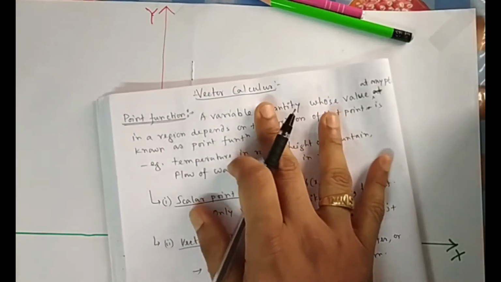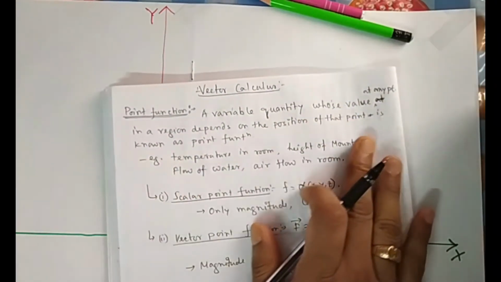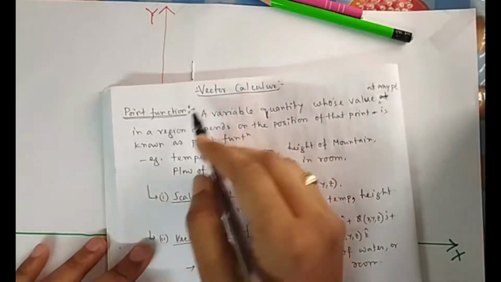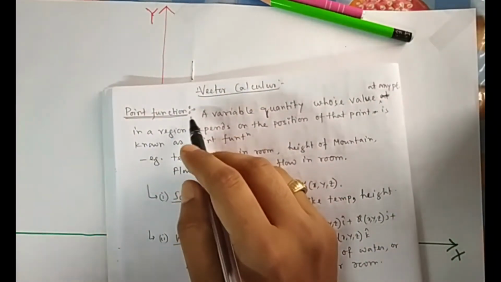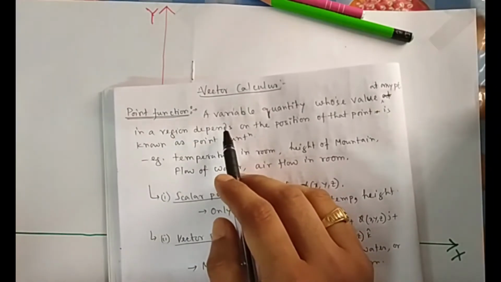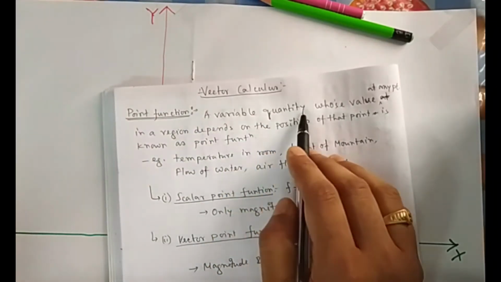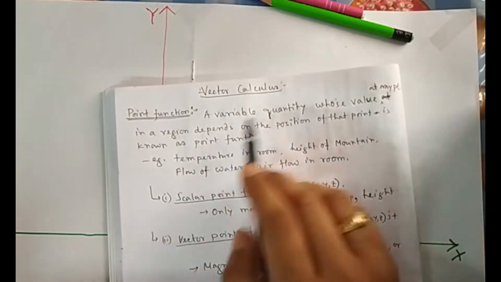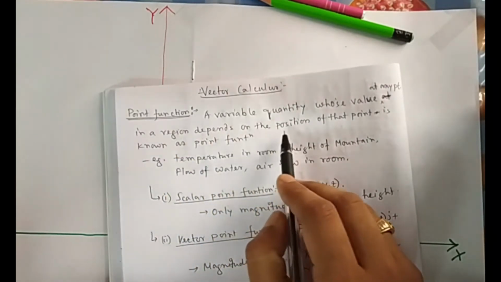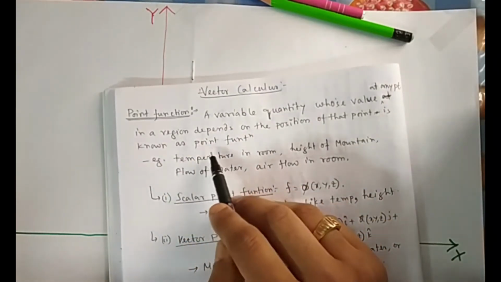A small, very brief vector calculus. I have written something here. I will give it to you as a PDF file. So if I start with what is point function. What is point function? The first thing, it is the variable quantity whose value at any point in a region depends on the position of that point, and is known as point function.